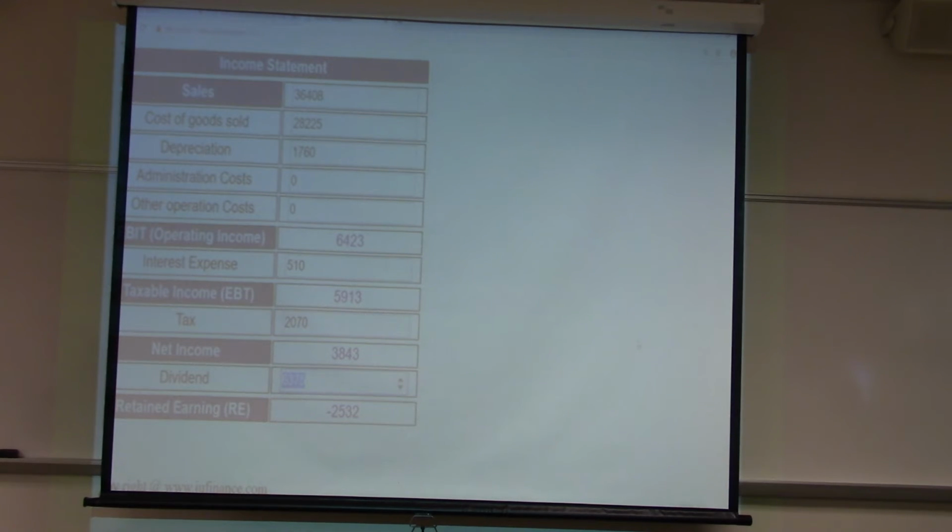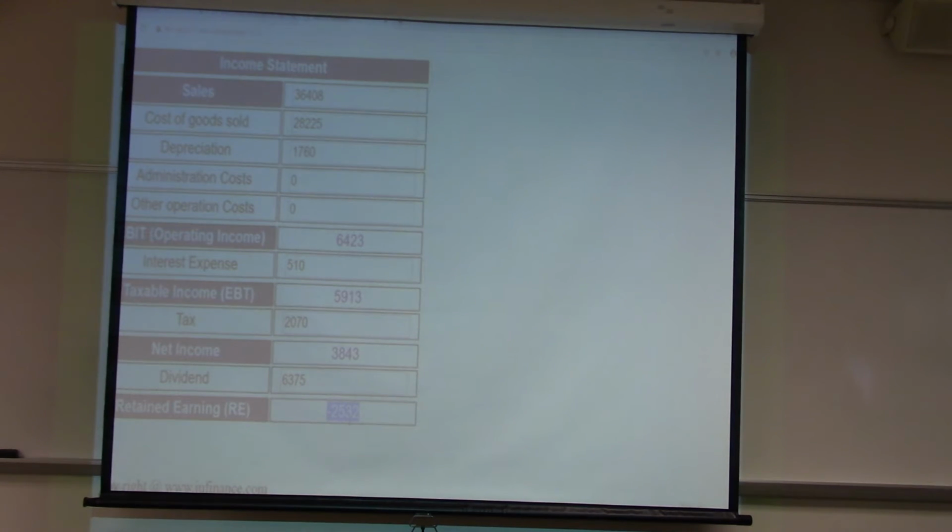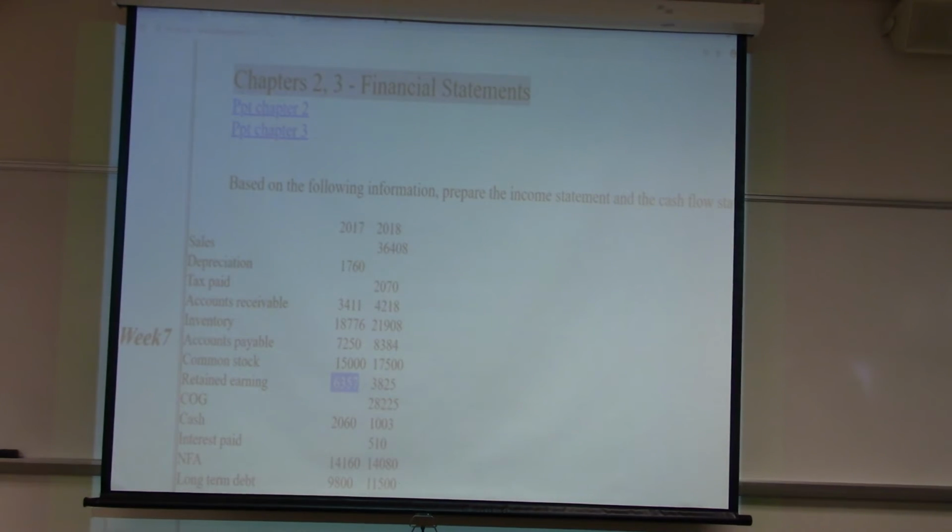You see, so this number 2532 equals this minus that. So this is like your savings account. This is a year ago savings account. So how much you take out, it's this number. So your retained earnings has dropped by 2532. If you add negative 2532 to 2017's retained earnings, it will equal to this number.